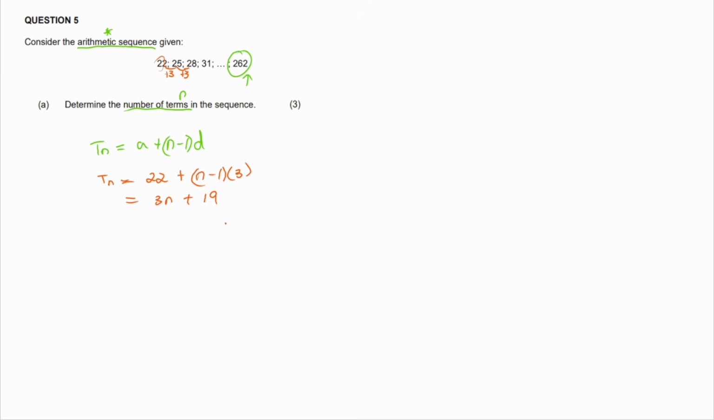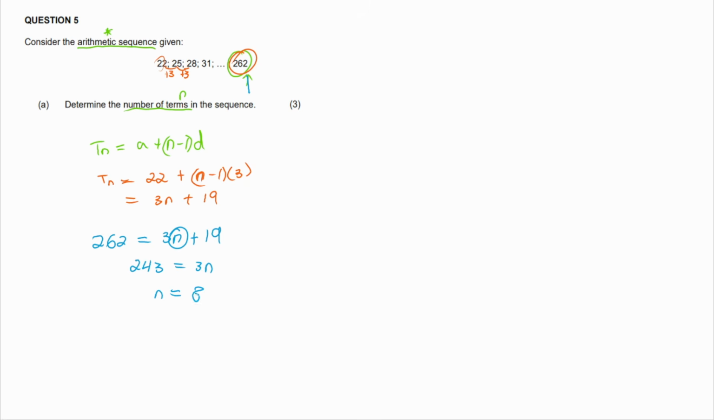This is the general term for the sequence, but we also know that this is the last term. To solve for n, we know that 262 is equal to 3n plus 19. Now we just need to find out what that term number is. We take the 19 to the other side, so 262 minus 19 gives us 243. 243 is equal to 3n, so we just divide by 3.